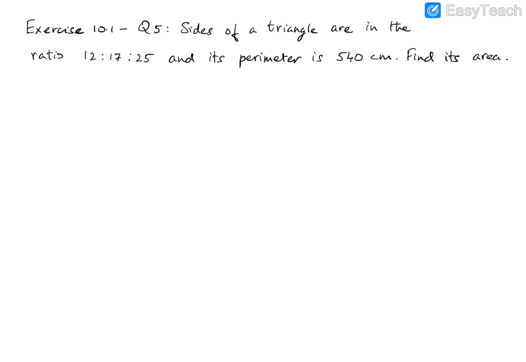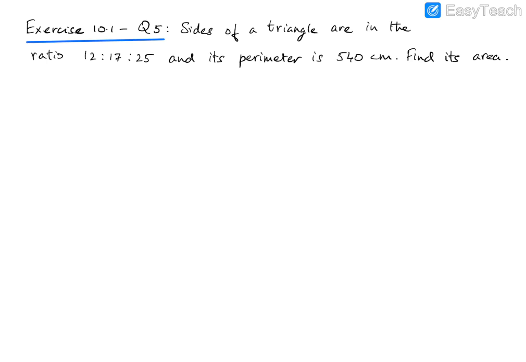for this chapter, which is question number 5 from the exercise number 10.1, where we are given that the sides of a triangle are in a certain ratio, 12:17:25, and the perimeter is given as 540 centimeters. So we want to find its area. Okay, since the ratio is given as 12:17:25, we will have 12x.